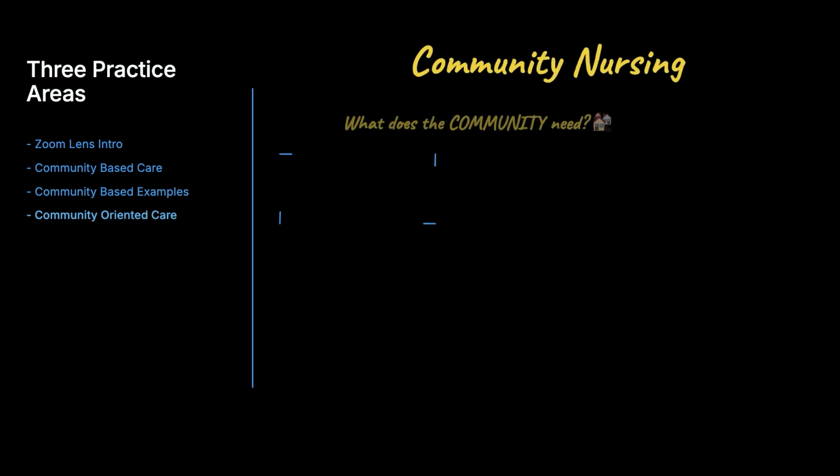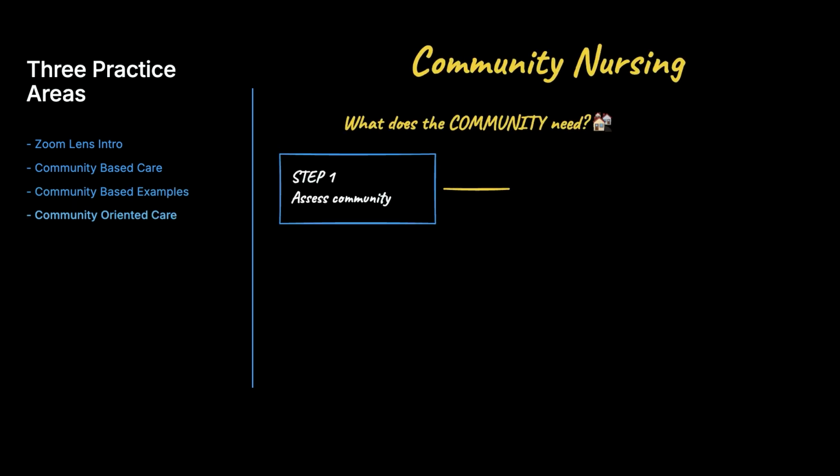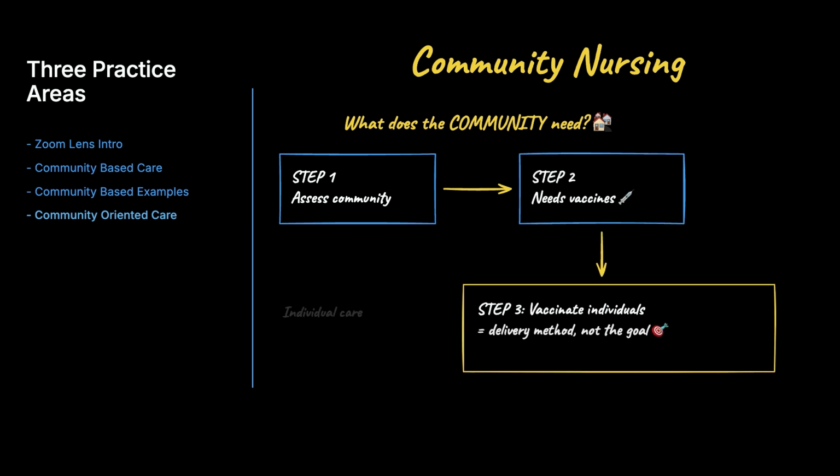Now the lens zooms out to community-oriented nursing and the orientation flips. The nurse stops asking what this patient needs and asks what the whole community needs. She may still give a vaccine or run a screening, but the activity exists because the community was assessed and found to need it. Individual care becomes the delivery method.